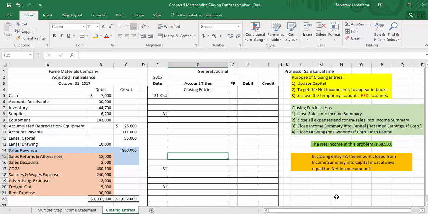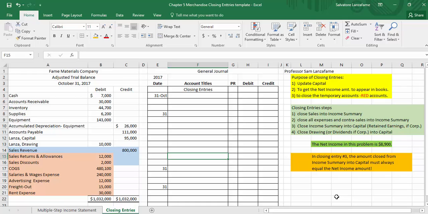used during the period. But if it was, you're going to close drawing. And if you're dealing with a corporation, you would be closing dividends. And you're going to be closing your drawing into your capital account. If this is a corporation, you'd be closing dividends into retained earnings. So just a little FYI there for those of you that may have a little corporation accounting under your belt.